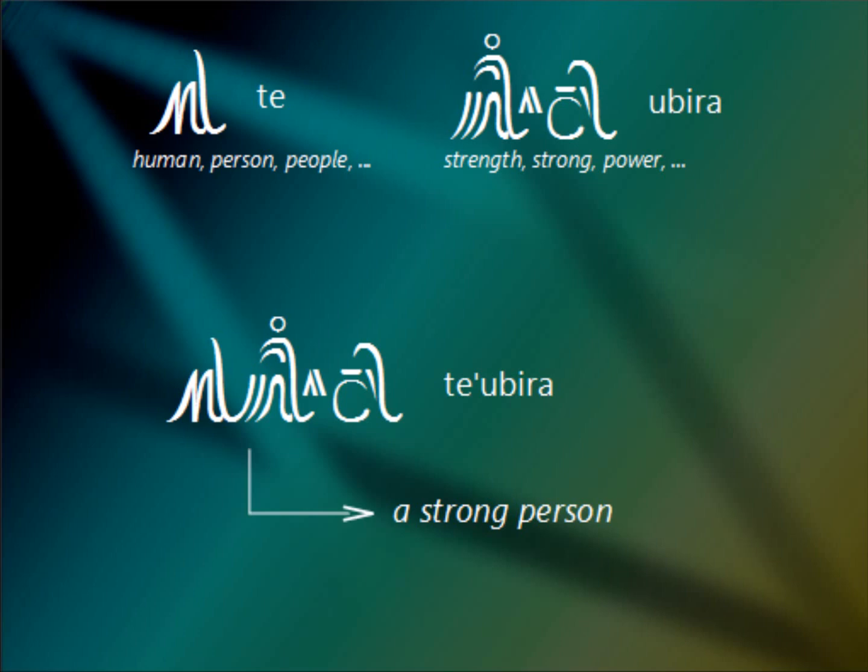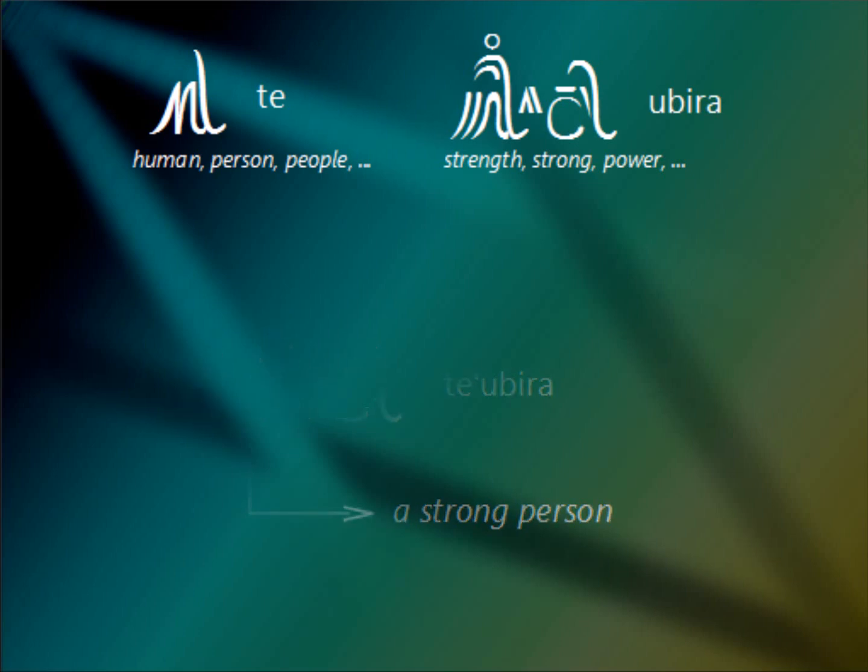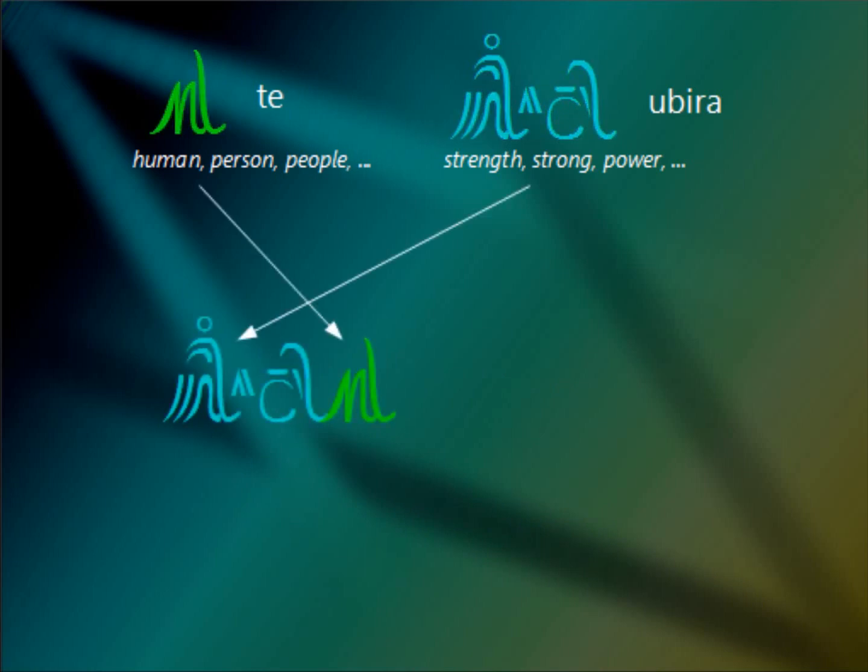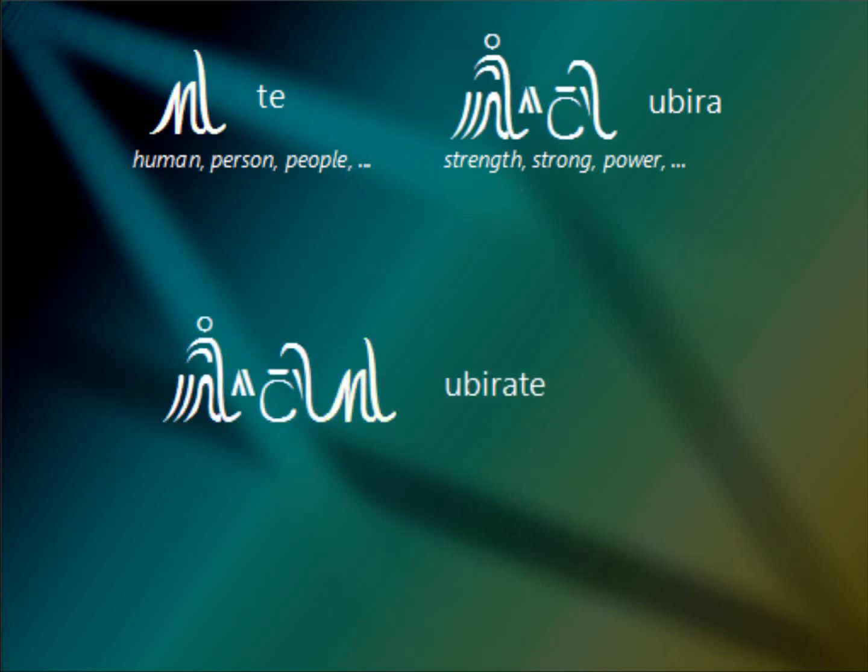Now, if we flip the word order, we'll simultaneously flip the relation of the root words to one another. The humanness of the root word te will become a description of ubira. The combined word ubirate, therefore, means human strength. This idea pervades the entire Ælis language and can now be used to form new words from several roots.